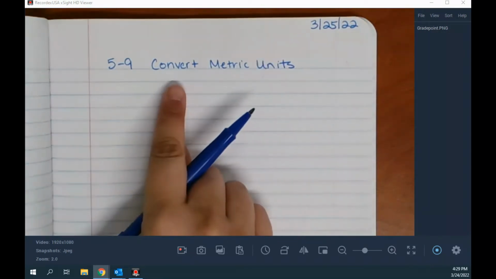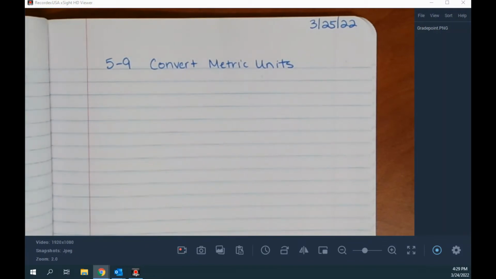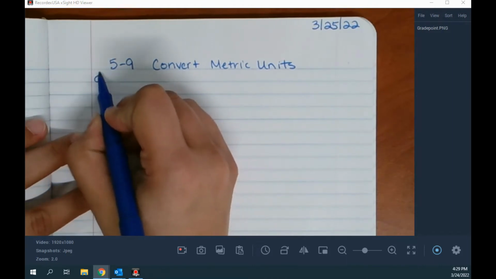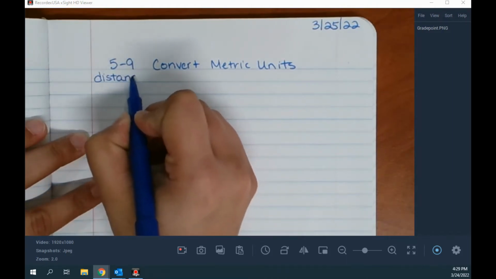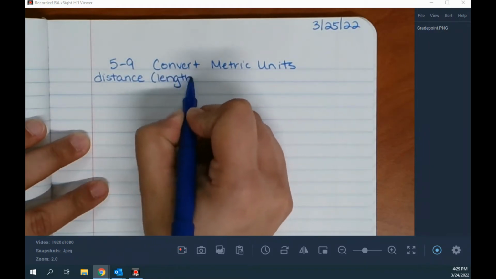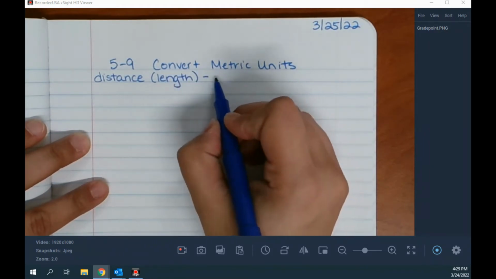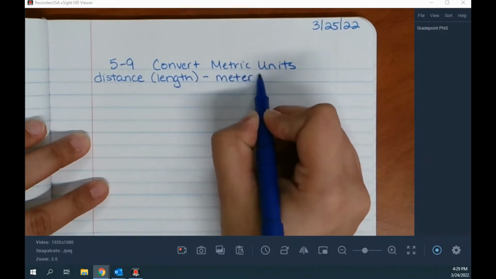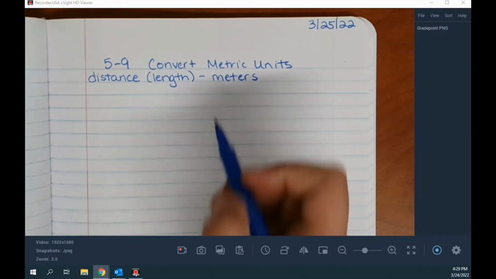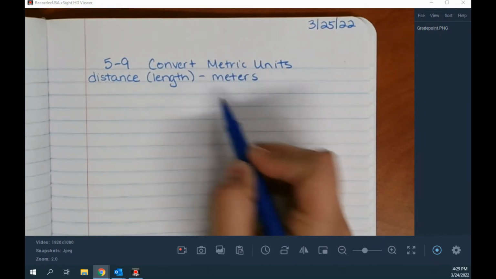Okay, so we talked about in our previous notes, converting means we're changing basically. So we're going to be changing between different units. And instead of customary units, today we're going to look at metric units. So when we're talking about distance, which really just means we're talking about length, we're going to be looking at meters. And it could be meters, it could be centimeters, millimeters, but the idea is that you should have that word meters in there.